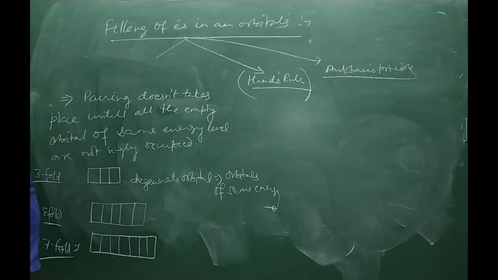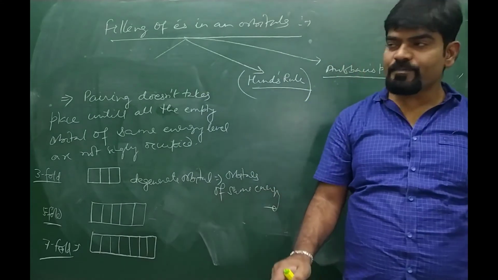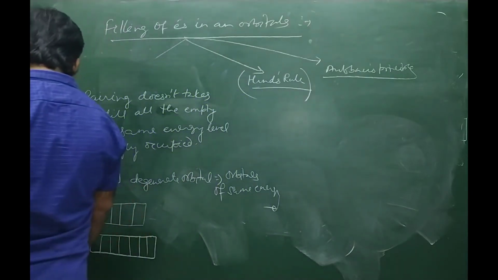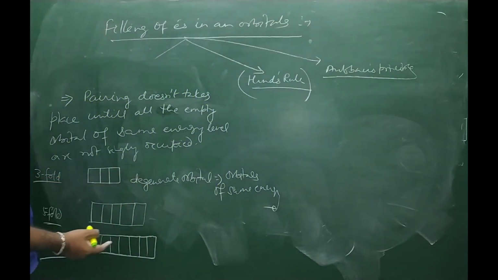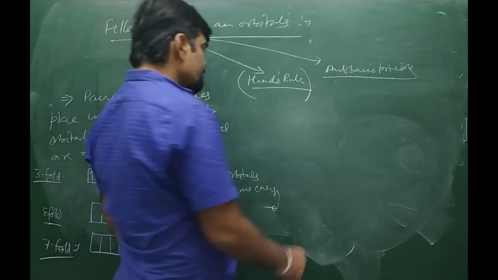In degenerate orbitals, if electrons undergo pairing, pairing does not take place until all the empty available space is occupied by single electrons. What does it mean? Suppose the p subshell is filling with electrons. One electron is given over here, another electron must be given in another orbital. Once all the empty available spaces are occupied by one electron each, then pairing can be done, and pairing must be done in anti-parallel directions. If one is clockwise, the other must be anti-clockwise.